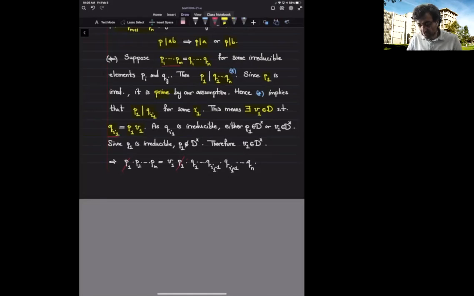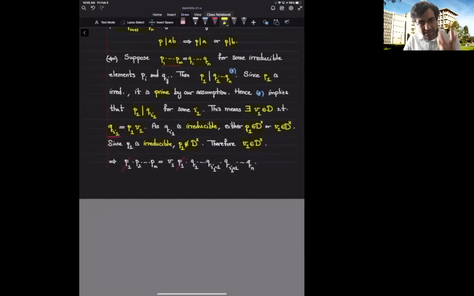This is irreducible. That means whenever I write it as a product of two elements, one of them should be a unit. So either P sub 1 is supposed to be a unit or V sub 1. But P sub 1 is irreducible, so it cannot be a unit. That means V sub 1 should be a unit. So we are in good shape because now we found a match for P sub 1 among Q sub j's.